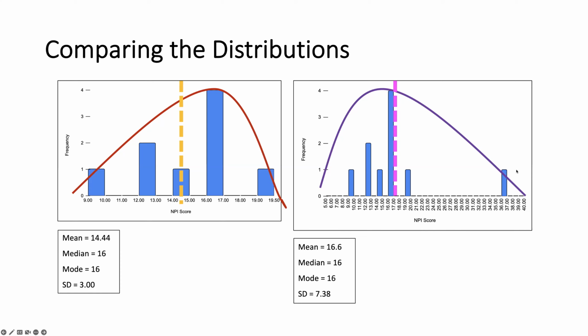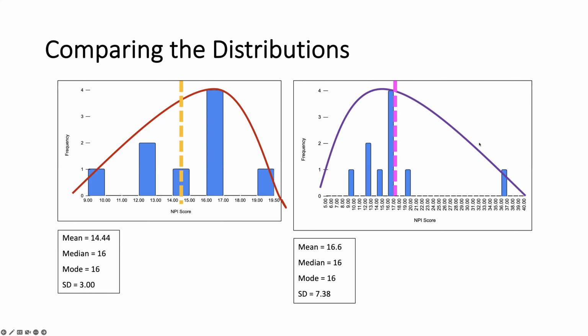Now, what happens if we add another value over here? We have this NPI score of 36. It's created an outlier, and we pull the mean up. The mean is now 16.6. It is above the majority of the scores. Now only 2 scores, the 19 and the 36, are above the mean. So a positively skewed distribution means that you have an outlier that's pulling your mean higher, towards the positive side of the axis.